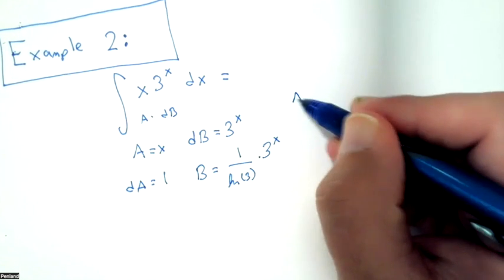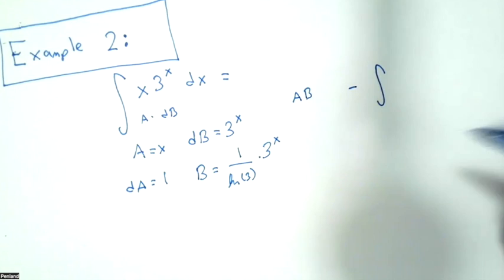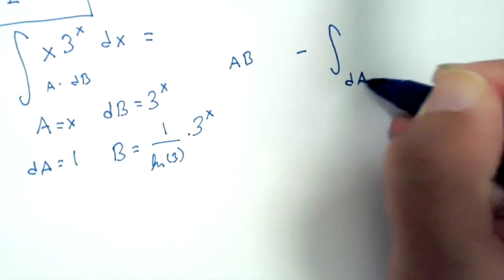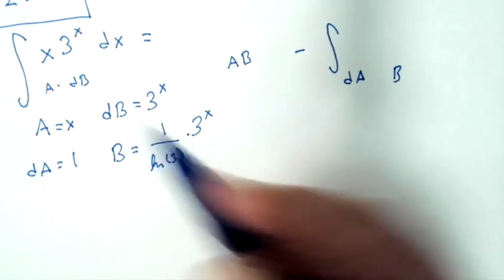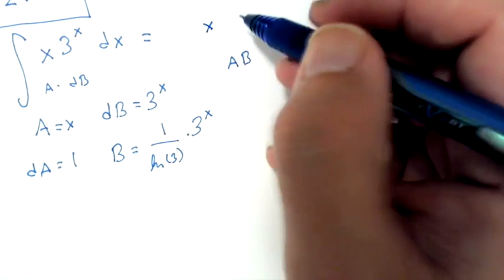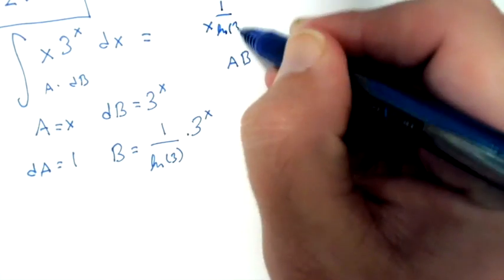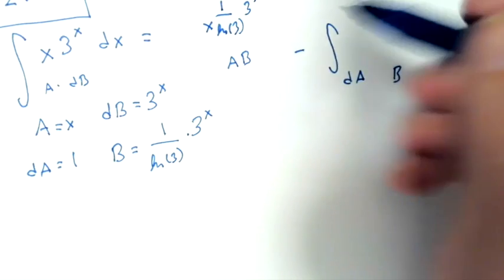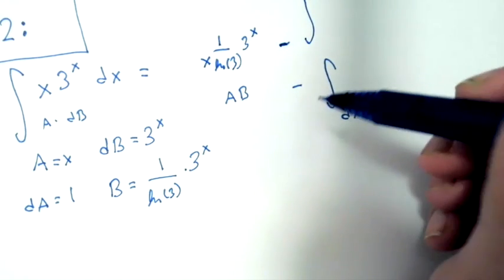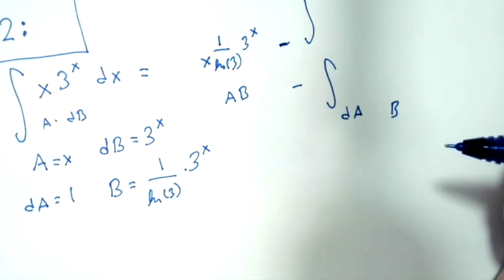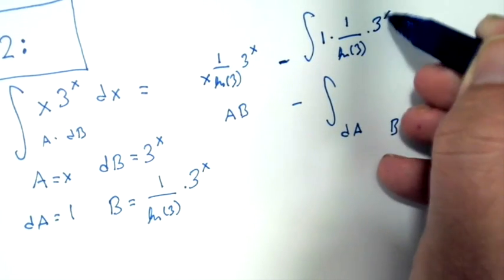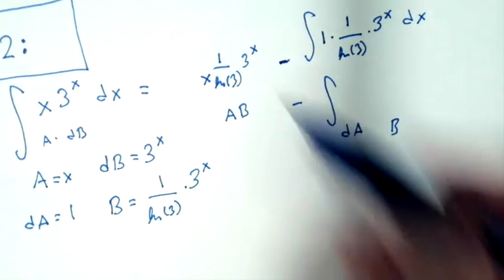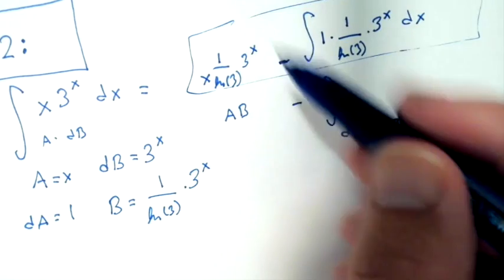On the other side, I should have AB minus the indefinite integral of B dA, which I kind of like because it looks like "dab". I can remember this as A dB, AB, B dA. So I have x times 1 over natural log of 3 times 3 to the x, minus the indefinite integral of 1 times 1 over natural log 3 times 3 to the x dx. Now I'm going to work on cleaning this up because this isn't done.